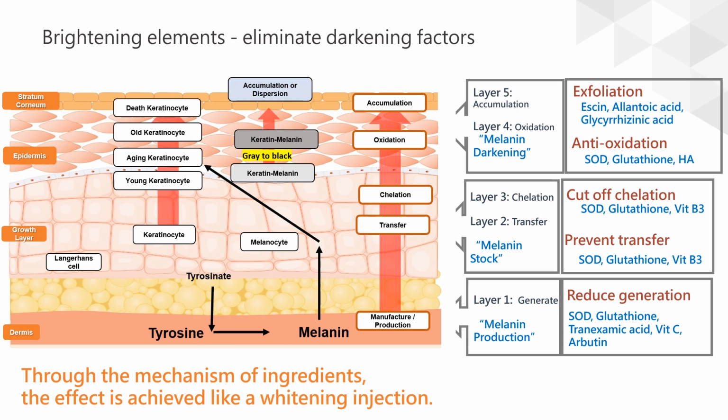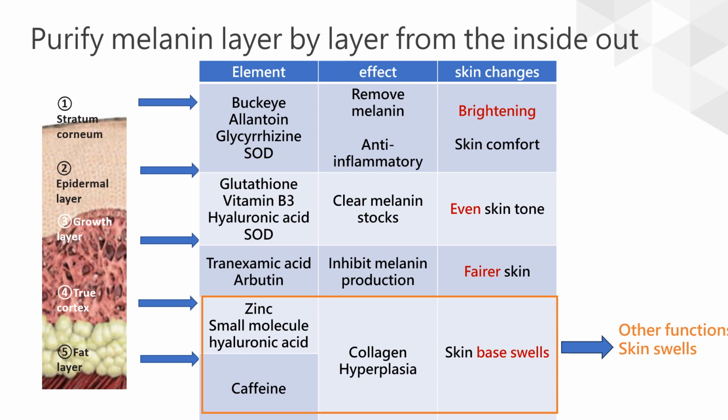So in combination of the effects of the ingredients mentioned, the mechanism will help achieve a result like a whitening injection by only using a serum to help eliminate all the darkening factors happening to our face, thereby producing a whitening glow and healthy, confident skin. So the slide mentions how and where the ingredients of the product work on the skin layer by purifying melanin layer by layer from inside out.